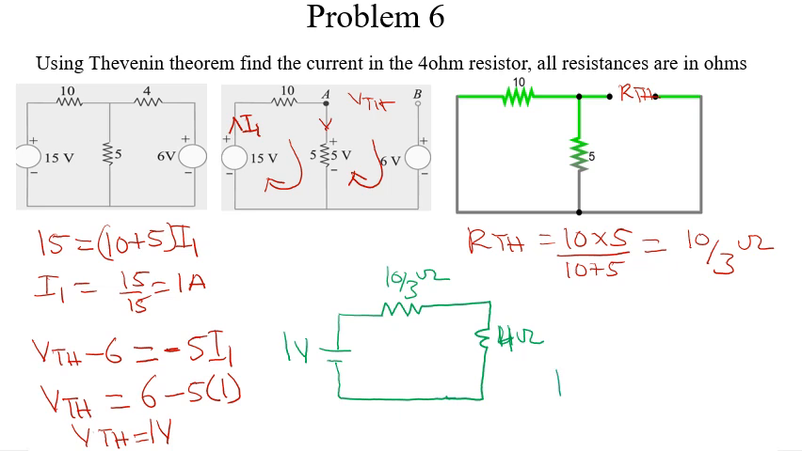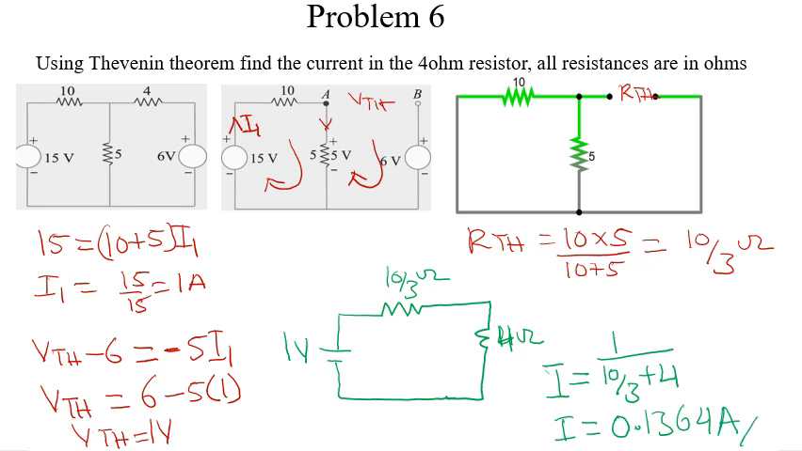So the current through it is equal to our 1 all over 10 over 3 plus 4. So I will now be equal to 0.1364 amps. So this is how we solve Thevenin's problems.